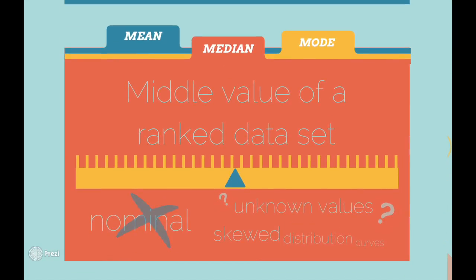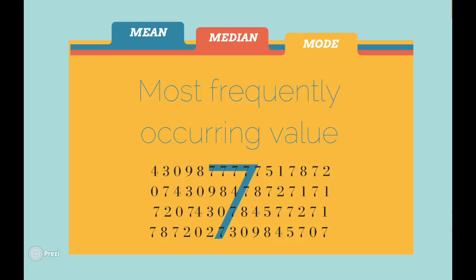Median is the middle value of a ranked data set. It's not suitable for nominal scales. It is useful for skewed distribution curves or when some values in a distribution are unknown. Mode is the most frequently occurring value. In this string of numbers on the slide, what is the most frequently occurring number?